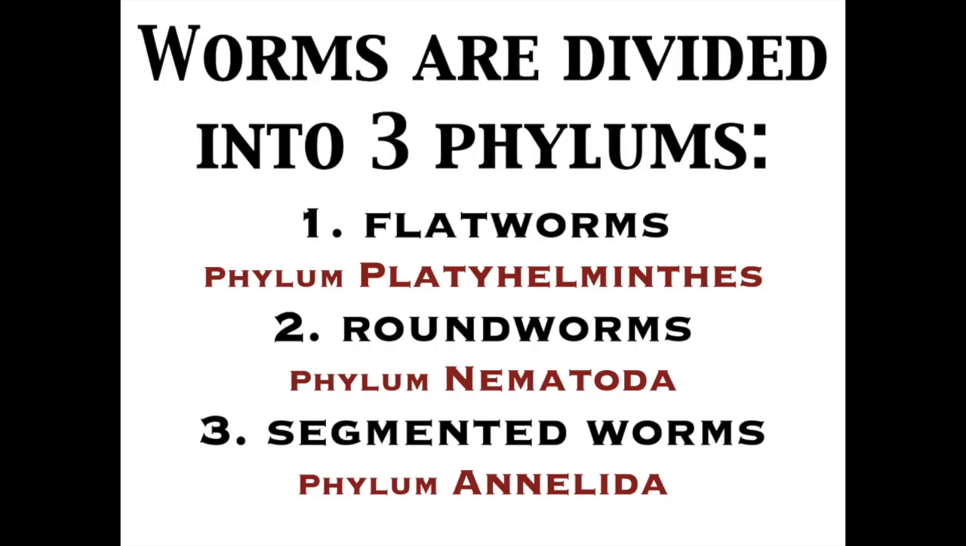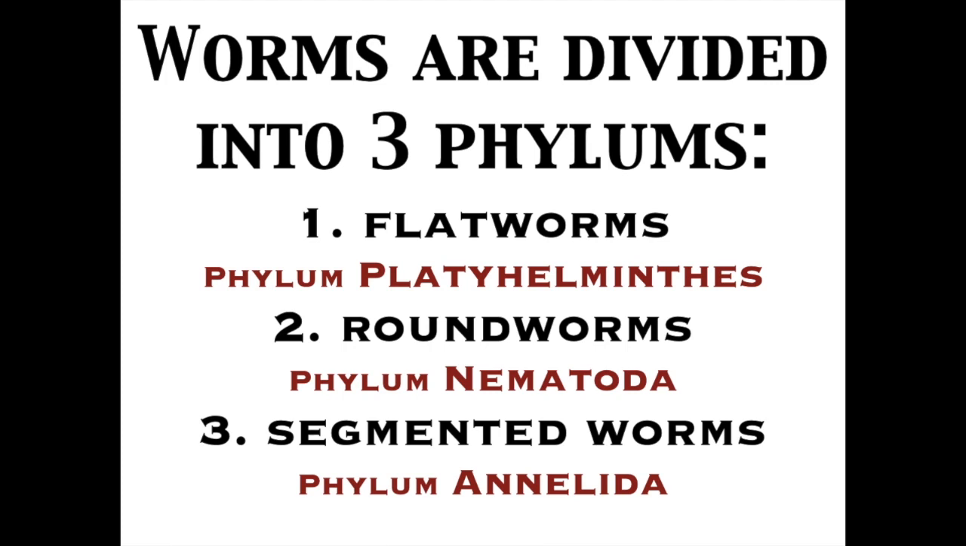The 3 worm phyla are divided as follows. Number 1, flatworms. This is phylum Platyhelminthes. Now, the focus here is flat, plat. That's a great hint for you. You're going to have to match these up with examples, the phylum name with an example, and you're going to have to know that these are flatworms. So P-L-A-T and F-L-A-T, flat and plat. These flatworms will include tapeworms and planaria and flukes.